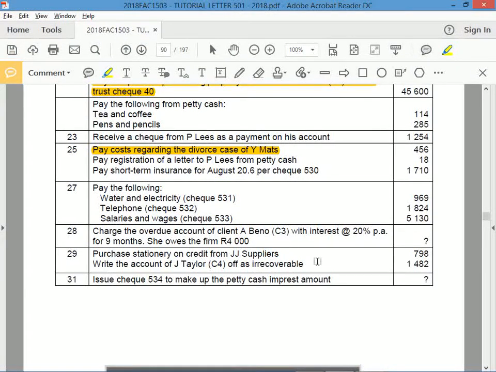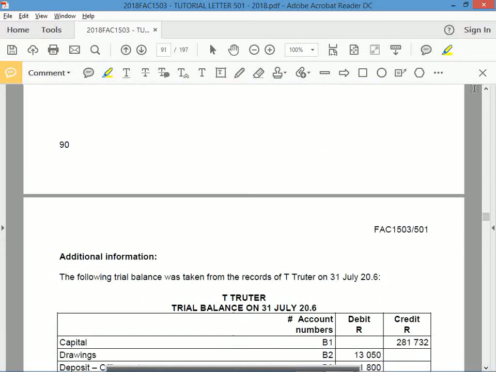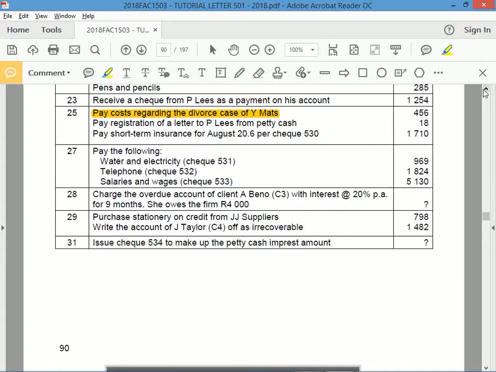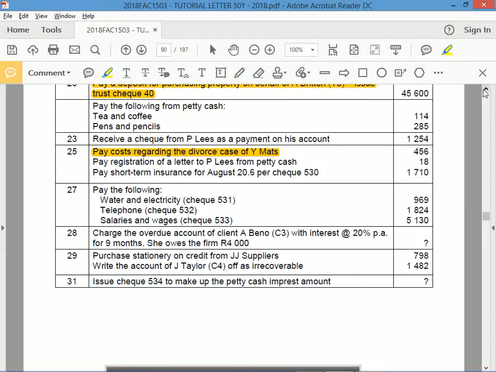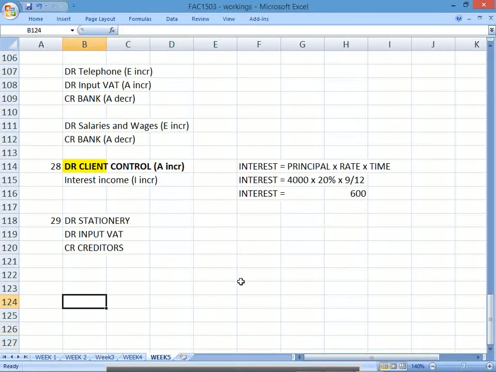And then the last one, I think. Is that the last one? Yeah. Okay, the last one is issue cheque number 3534 to make up the petty cash imprest amount. Okay, so when you have an imprest amount, it's just topping up the petty cash. That's all it is. Right. So when they say restore the imprest or the petty cash, it's topping up the petty cash at the end of every month.